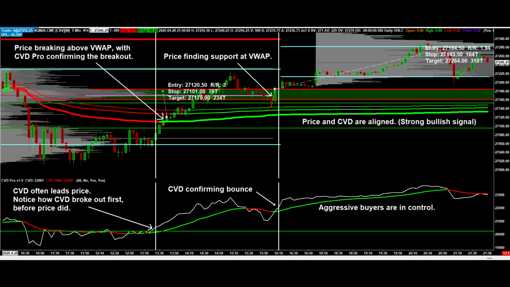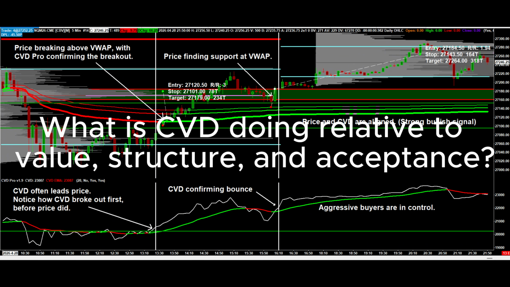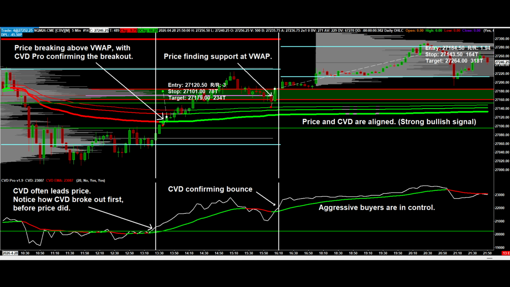Aggressive buying can happen at terrible trade locations, and aggressive selling can happen directly into a structural low. CVD can rise during a trap, and CVD can fall during absorption. And sometimes the best long setup appears when sellers are aggressive and price refuses to accept lower. So the question is not, is CVD green or red? The question is this: what is CVD doing relative to value, structure, and acceptance? That is the professional distinction. Order flow does not replace auction context. Order flow confirms or rejects the auction context.